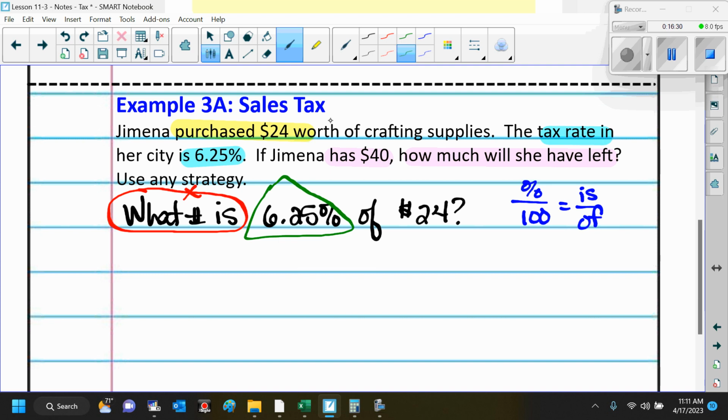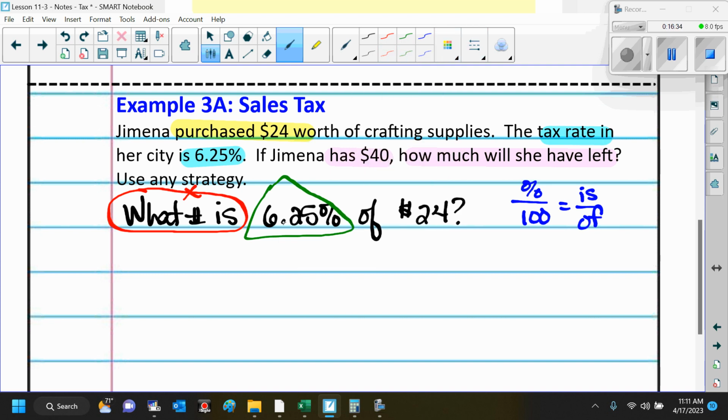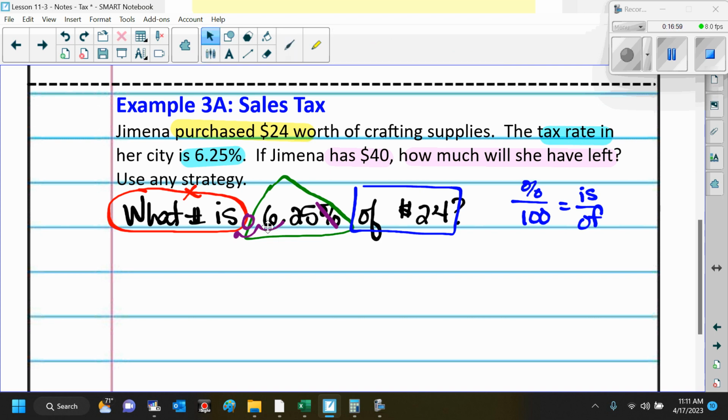The percent is the one that has a percent sign next to it, right? 6.25. And on that one, we're also going to move that decimal 2 places to the left before I put it into the equation, right? And then the of number, that's the whole, is 24. Everyone with me? All right, so let's set it up. Oh, wait a second. Did I have to change this to a decimal? No, not with the percent proportion. Good catch. Let me delete that out.